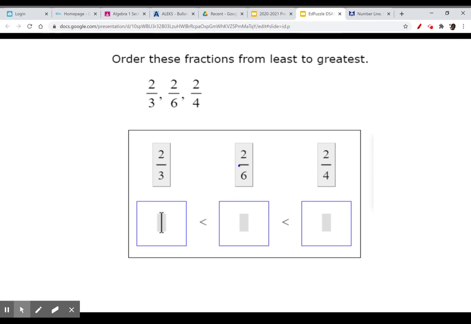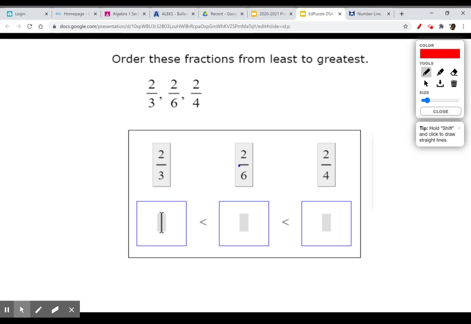Okay, so it says order these fractions from least to greatest. So let's visually see the difference of what we're working with here. Now, I thought about actually using the computer to draw a perfect rectangle to model these. And I chose not to because chances are when you do this by hand, yours won't be perfect. And I want to emphasize that it does not have to be perfect in order for it to work.